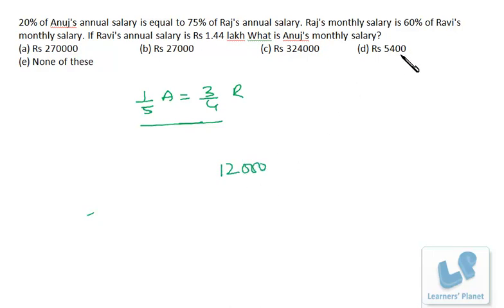Now Raj's monthly salary is 60% of Ravi's monthly salary. That means 60% of this, that means 3 by 5. I hope you'll be clear with this percentage fraction conversion. So this is Raj's salary, and finally we have to find out Anuj's salary. So Anuj's salary is what? It's 5 threes are 15 by 4 of Raj's salary. So this is Raj's salary and it's 15 by 4. So as a whole, this is Anuj's salary.